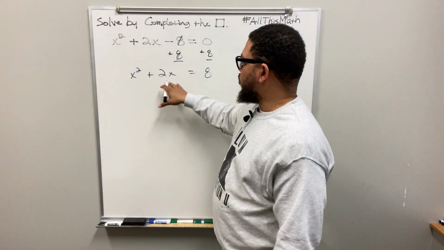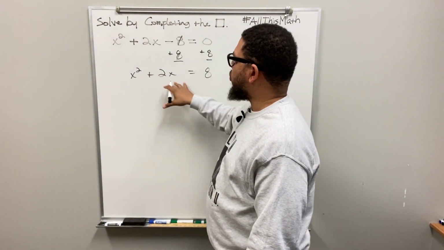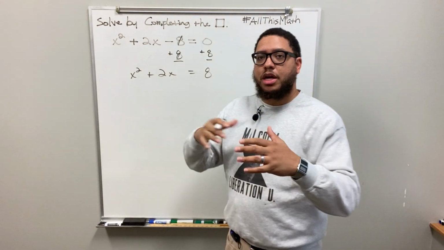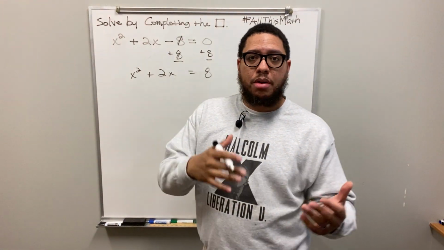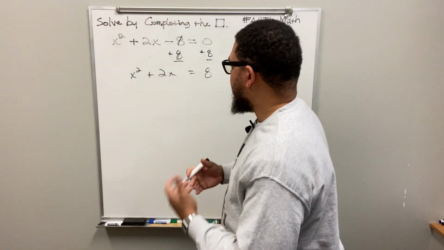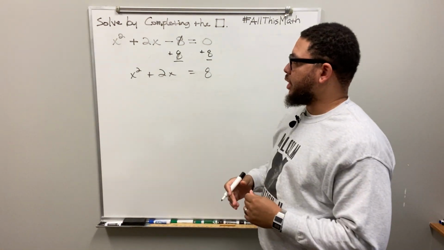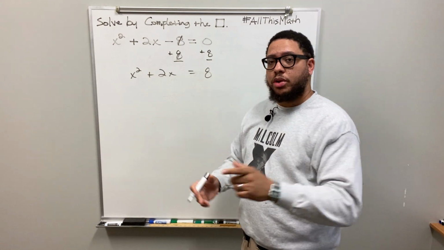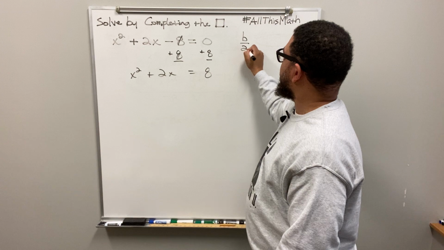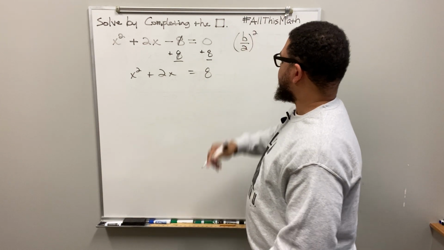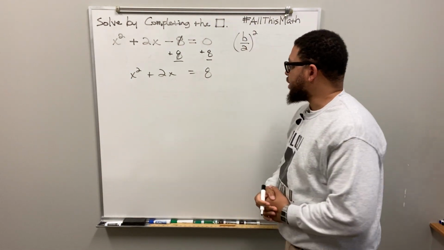So this is a binomial, right? But you're going to make this into a trinomial, and it's going to become a perfect trinomial square, which you might be familiar with if you've ever factored perfect trinomial squares. Now, this is the formula that you need to get comfortable with in order to complete the square: b over 2 squared. b over 2 to the second power.